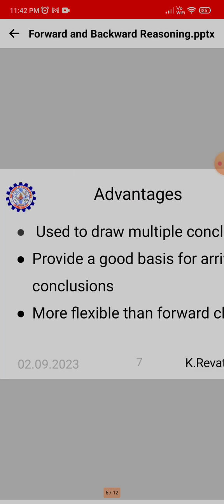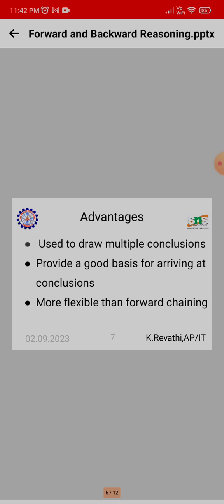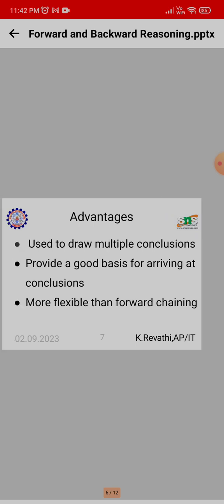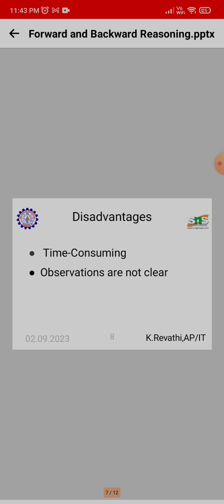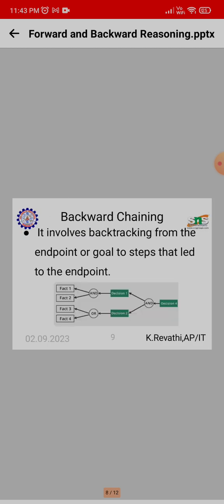Then the advantages of forward chaining are, it can be used to draw multiple conclusions, it provides a good basis for arriving at conclusions, and it is more flexible than backward chaining. Then the disadvantages are, it is time consuming and observations are not clear. Then the second one is backward chaining.